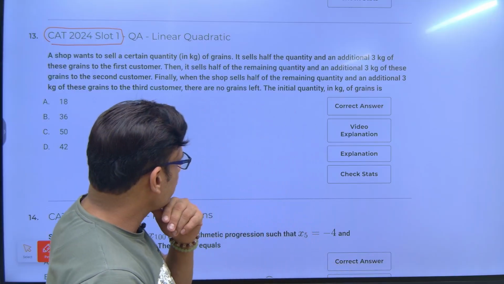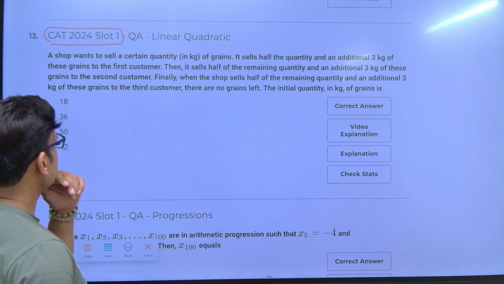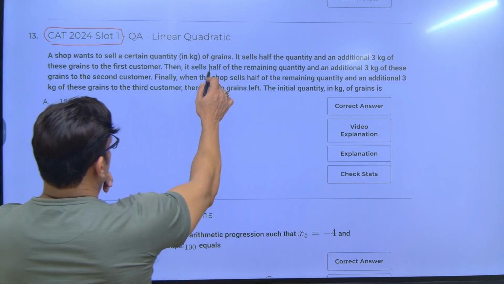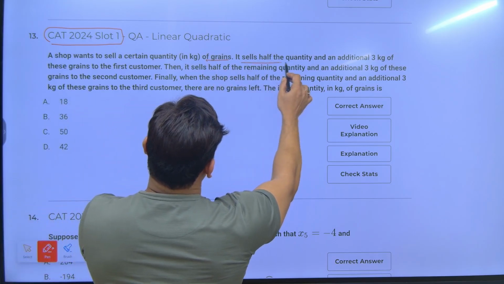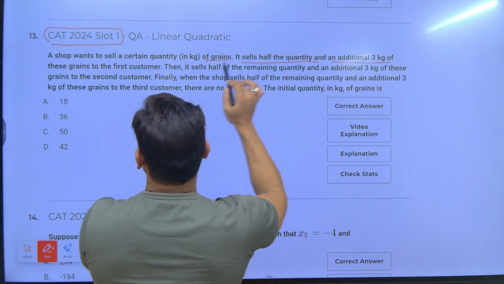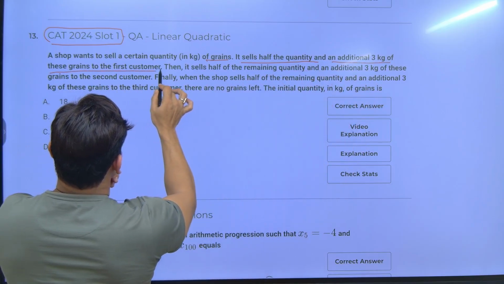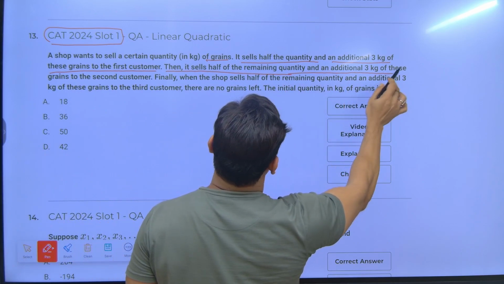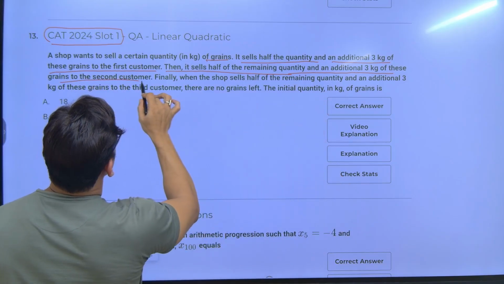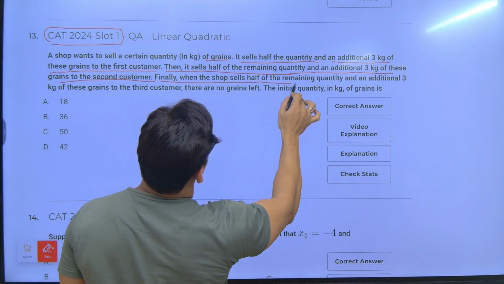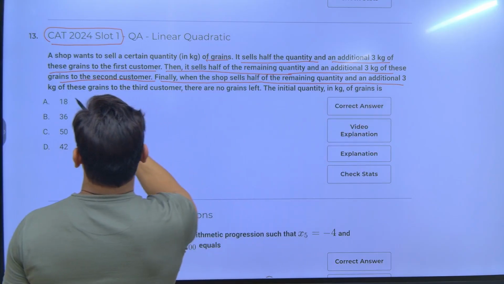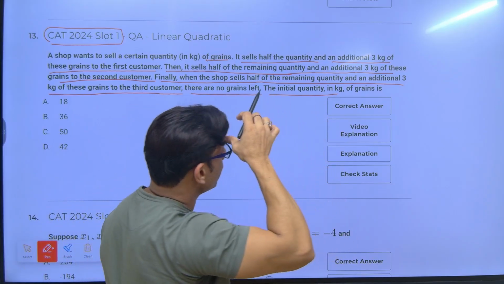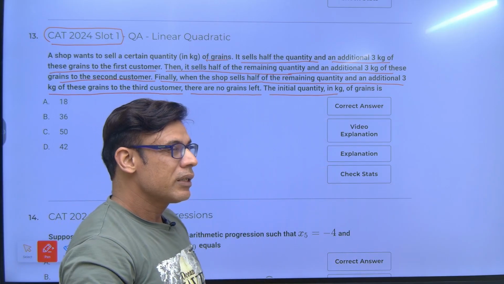So I'll read this question for you. The question is, a shop wants to sell certain quantities in kg of grains. It sells half the quantity and an additional 3 kg of these grains to the first customer. Then it sells half the remaining quantity and an additional 3 kg. And then finally, when the shop sells half the remaining quantity and an additional 3 kg of these grains to the third customer, there are no grains left. So the initial quantity in kg of grain is.